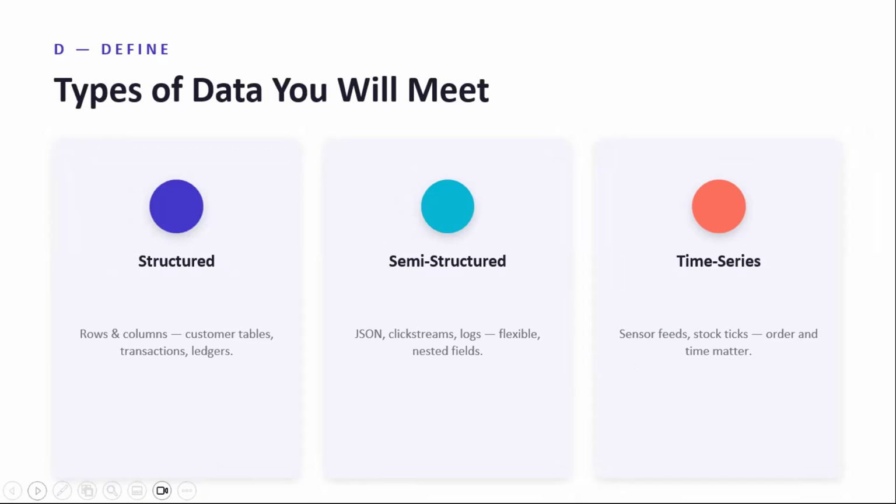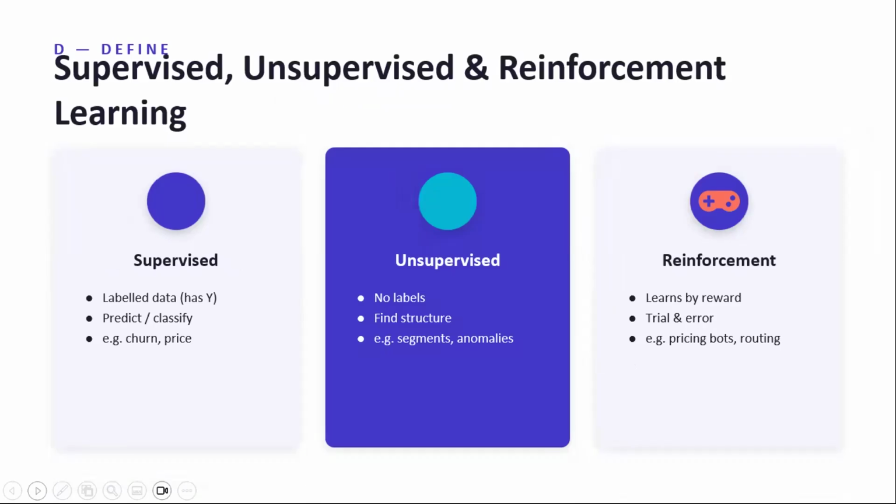Now, types of data we already talked about. You would meet structured data, semi-structured data, and time series data predominantly, where time series data is the data which predominantly comes in from all the sensors. Supervised learning, unsupervised learning, and reinforcement learning are three techniques that you can use.